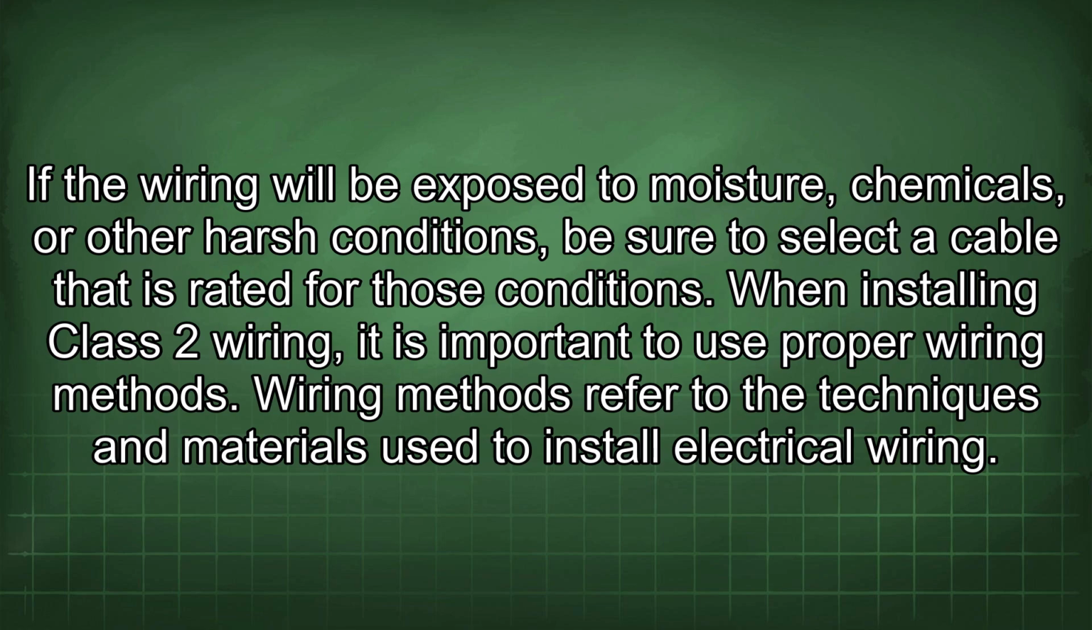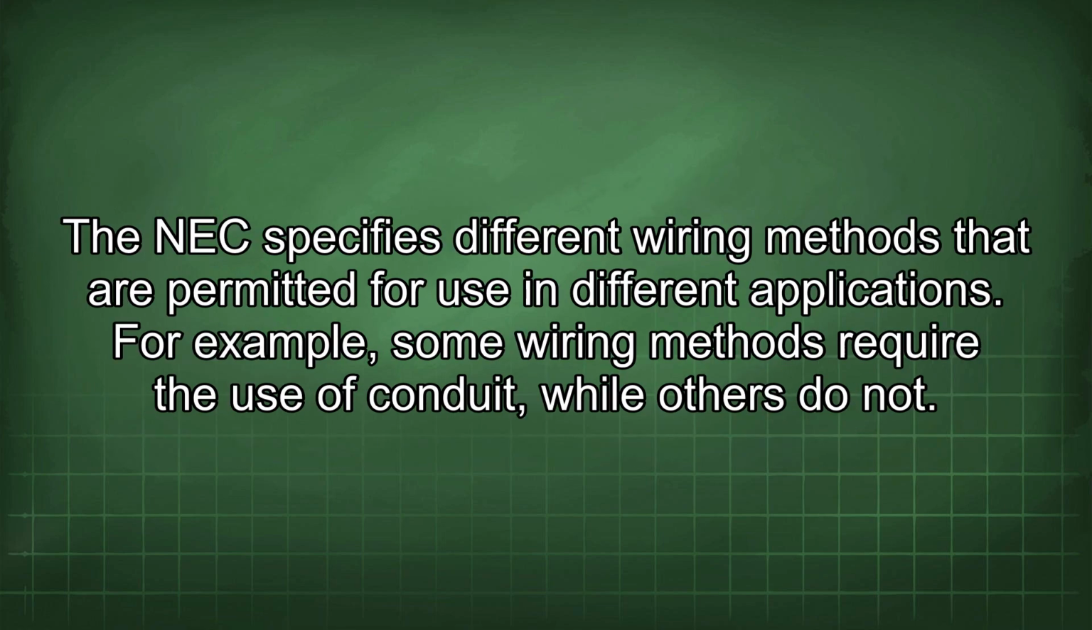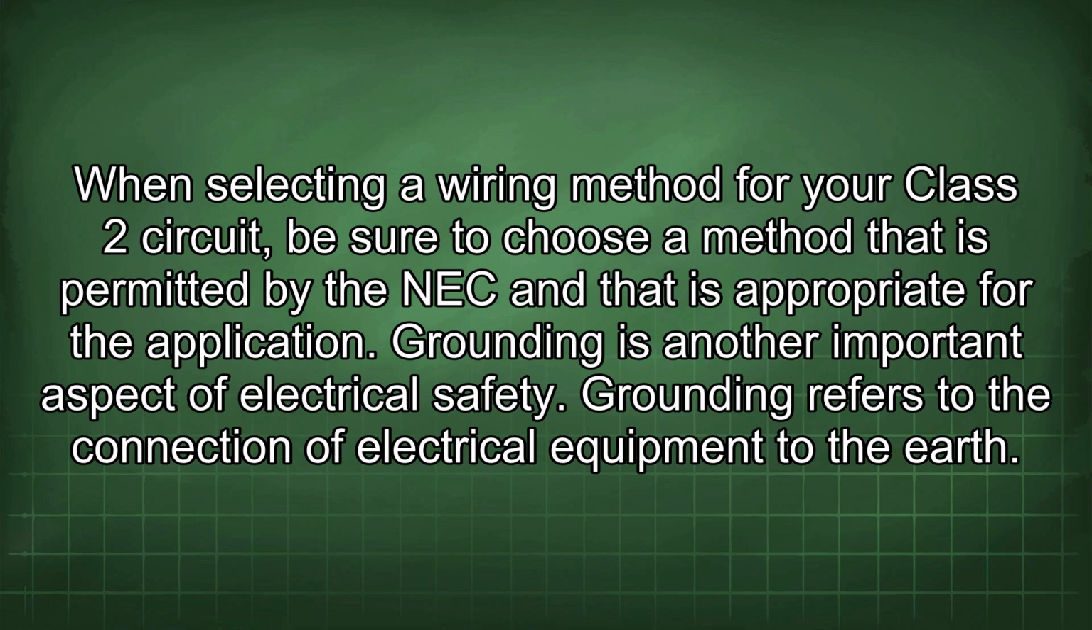When installing Class 2 wiring, it is important to use proper wiring methods. Wiring methods refer to the techniques and materials used to install electrical wiring. The NEC specifies different wiring methods that are permitted for use in different applications. For example, some wiring methods require the use of conduit, while others do not. When selecting a wiring method for your Class 2 circuit, be sure to choose a method that is permitted by the NEC and that is appropriate for the application.